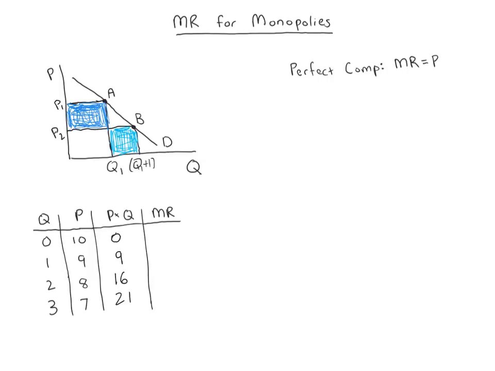As we sell more and more, we get more revenue. But what we notice is the marginal revenue is declining. For the first unit, it was $9. Then we added $7. Now we're down to $5.